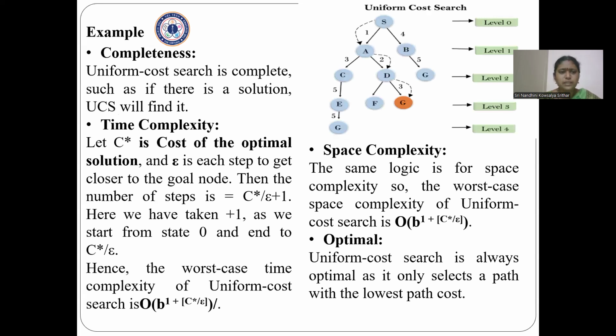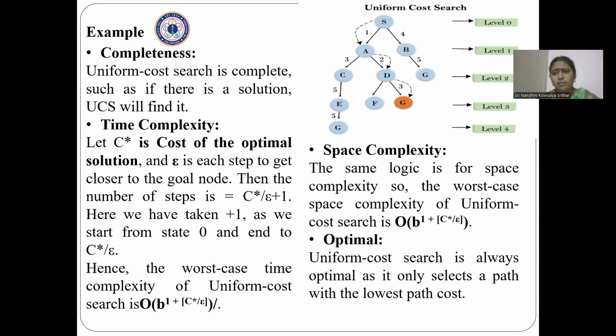Completeness: uniform cost search is a complete search, if there is a solution. Then time complexity, C into epsilon plus 1. Then space complexity is order of b power 1 plus C divided by epsilon. Optimality: uniform cost search is always optimal as it only selects the path with the lowest path cost.